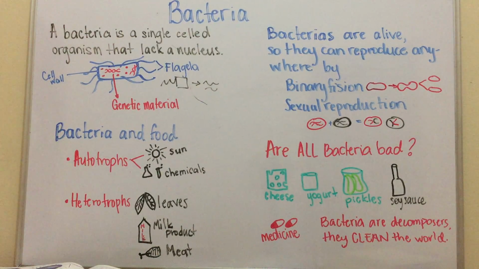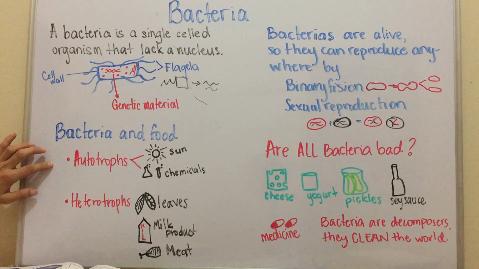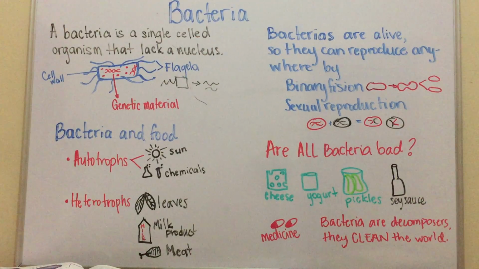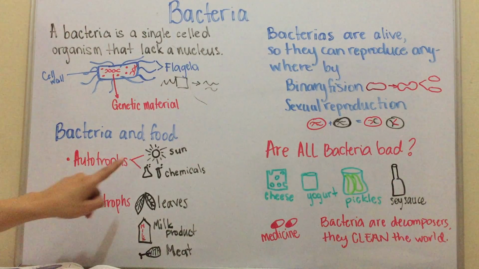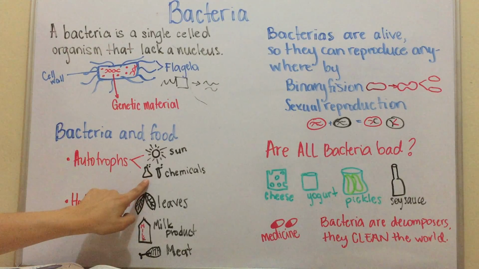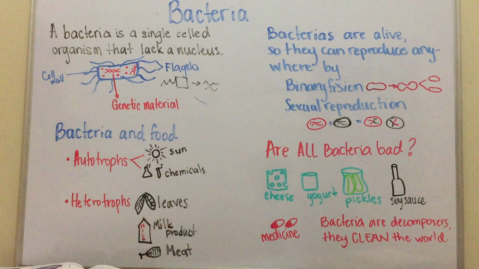How does a bacteria eat? Do bacteria eat? Of course they need to eat. All of the living things need to eat. But bacteria are different. Some of them can be autotrophs. Remember that autotrophs are organisms that are able to make their own food. How are bacteria able to make their own food? Some of them are going to grab the energy from the sun and convert it to food. And some others are going to grab the chemicals from the ground.